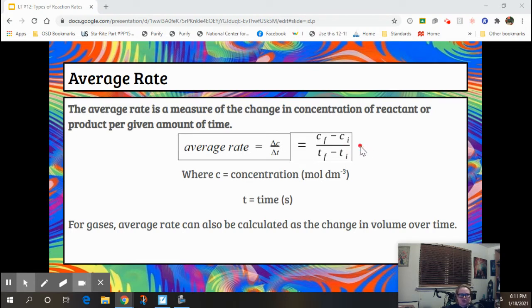So if we were finding the average rate of reaction for a gas, we would change the delta C here to delta V for volume. It would be basically the exact same equation, but we'd be talking about the volume of a gas rather than the change in concentration of an aqueous solution. So the next part of this video is going to go over a practice problem.